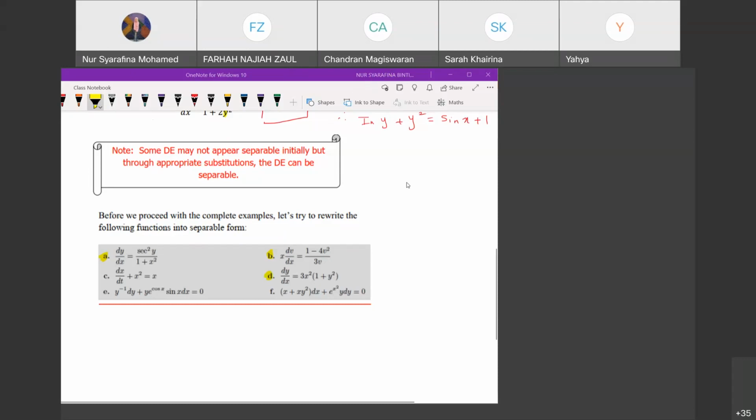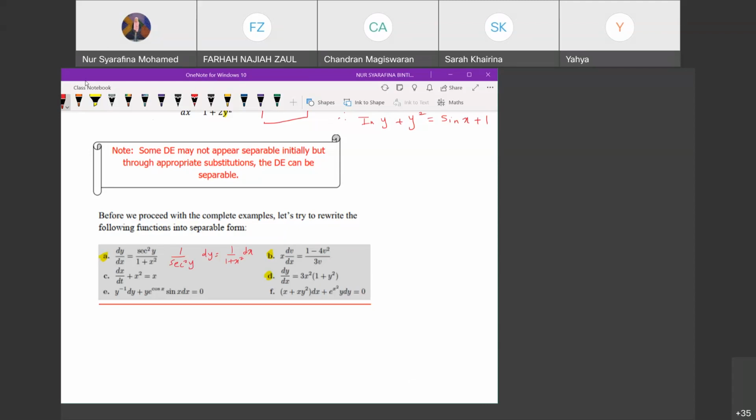Anyone? Just voice out the answer. No need to write down. Okay. For A, I got 1 over secant square y dy equals 1 over 1 plus x squared dx. Yeah. So once you separate the function, then you can integrate both sides.